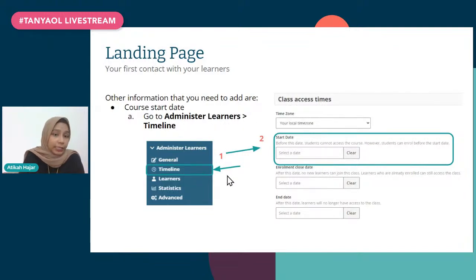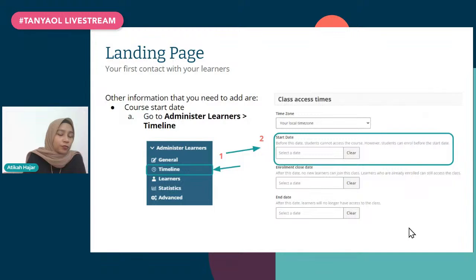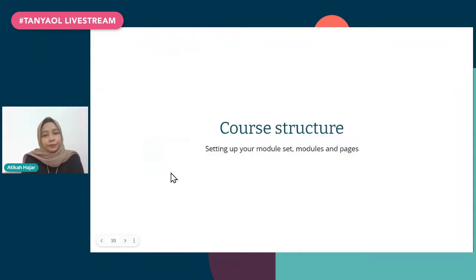You can also set the start date, which is available. Start date. This is actually also available on the landing page. So if you want the learners to see when the class will start, you can set it under Administer Learners Timeline, and then you can set this. You can actually see this on the same page, on the same settings here. You can click over here, but if you want to find where it is, you can go to Administer Learners and Timeline. Okay. All right.